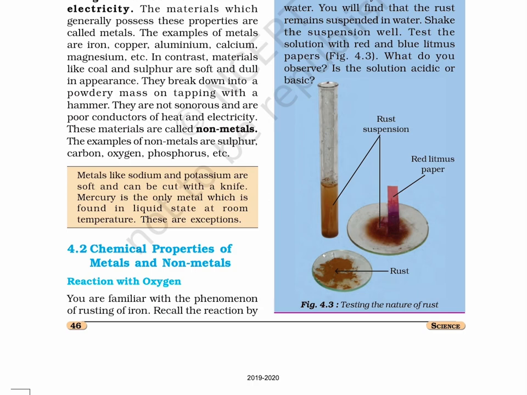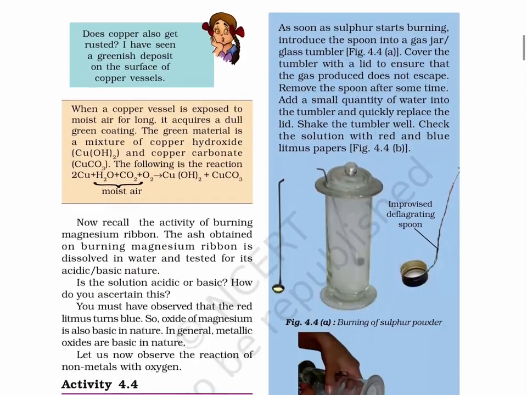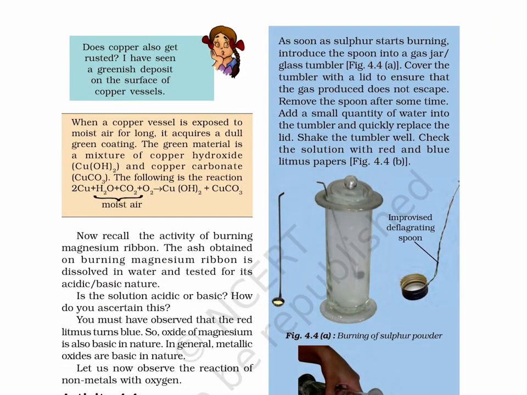Page 47. Now, Paheli has a question. Does copper also get rusted? I have seen a greenish deposit on the surface of copper vessels. When a copper vessel is exposed to moist air for long, it acquires a dull green coating. The green material is a mixture of a copper hydroxide, Cu(OH)2, and a copper carbonate, CuCO3.